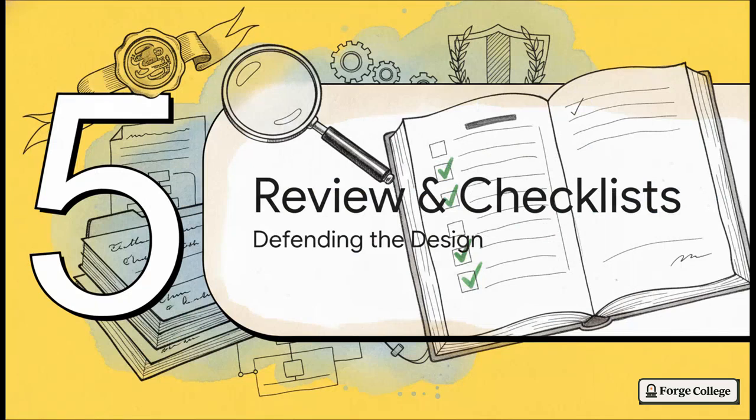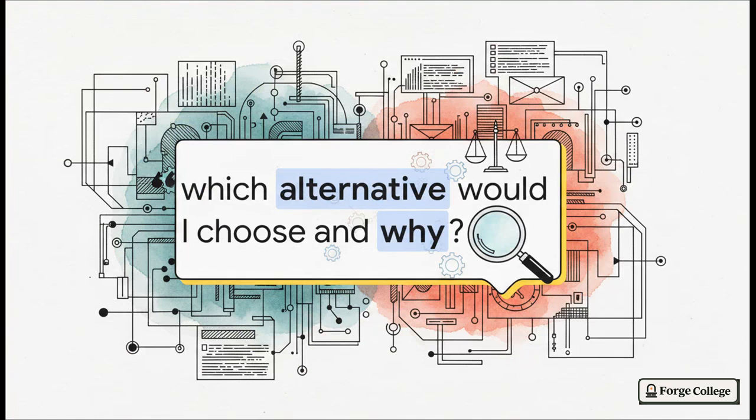Section 5. Peer review and checklists. Defending the design. I want you to burn this ultimate question into your memory. If I had to translate this pattern under a different constraint, which alternative would I choose and why? This is what every single peer reviewer must ask when evaluating your comparative notes. If a reviewer reads your documentation and cannot confidently answer this question, well then your comparative notes are not finished. You need to go back and elaborate on the rejected alternatives.